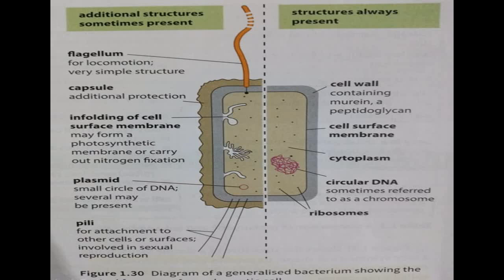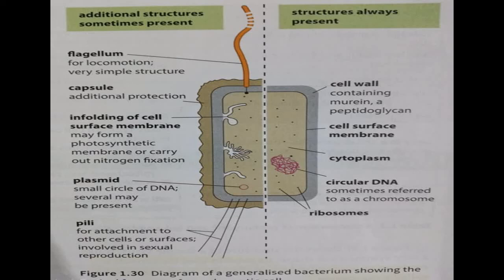Okay, this is the diagram of a bacterium, and here you are being shown different structures that are sometimes present and the structures that are always present. So if you see the cell wall, which contains murein or peptidoglycan, it is the cell wall of the bacterium. Then is cell membrane, cytoplasm, circular DNA, which is sometimes referred to as chromosome, and ribosomes. On the other hand, the structures that are additional, that are sometimes present: there is flagellum, which is a hair-like structure, has a whipping movement and helps in locomotion. Capsule, again present sometimes, provides additional protection.